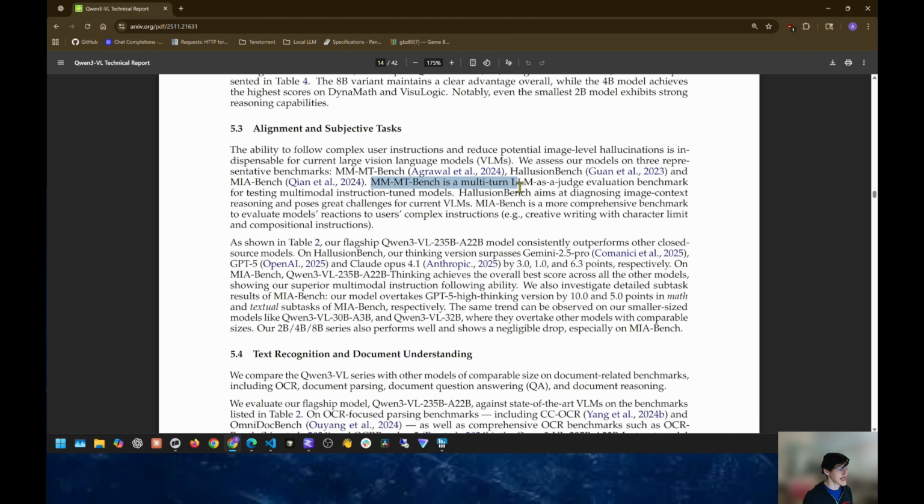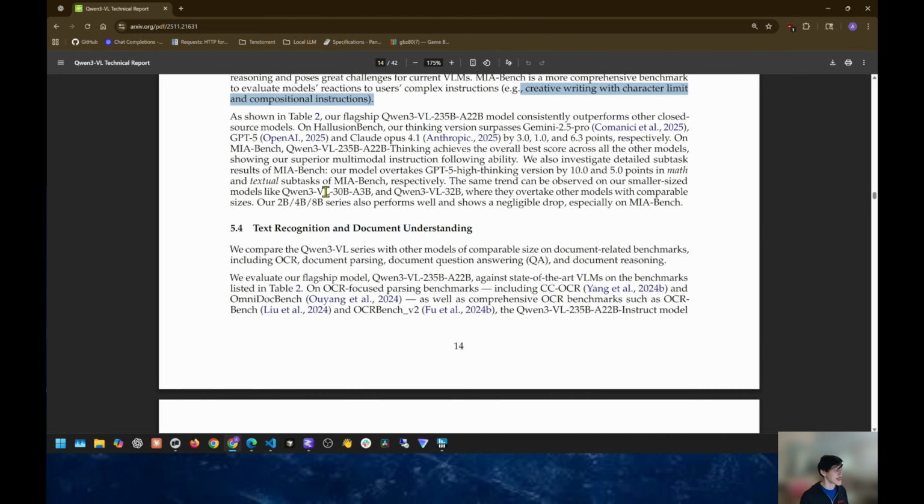MMMT Bench is a multi-turn LLM as a judge evaluation benchmark for testing multimodal instruction-tuned models. Hallution Bench aims at diagnosing image context reasoning and poses great challenges for current VLMs. MIA Bench is a more comprehensive benchmark to evaluate models' reactions to users' complex instructions. For example, creative writing with character limit and compositional instructions.